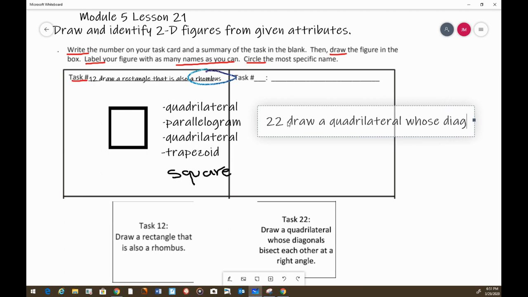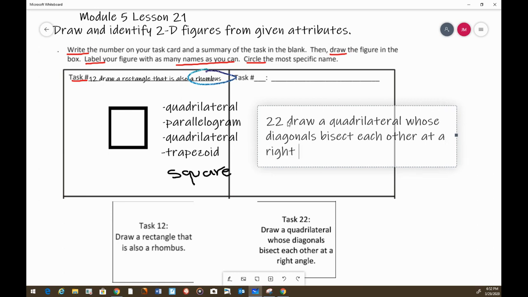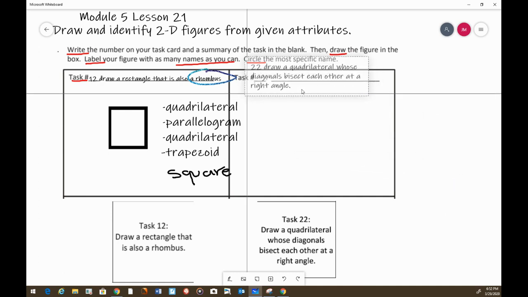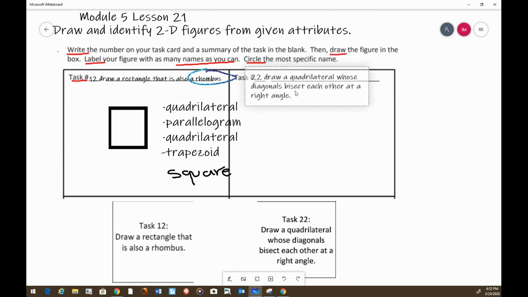diagonals, those are sides, okay? But they're diagonal, they're slanted lines. Whose diagonals bisect. That means they divide each other at a right angle. Okay, so now that we have the first action, let's place it where they're asking us to place this action, which is here in this area. So we write the name of the task, 22, and what the task says.